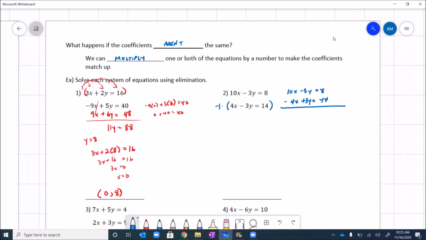10x minus 4x gives me 6x. -3y plus 3y cancels out. 8 minus 14 is -6. So 6x equals -6. Divide by 6, and I find that x equals -1. So now that I know that x is -1, I'm going to plug that into either of the equations and solve for y. So I'm going to plug it into the second equation, just because I'm choosing to.